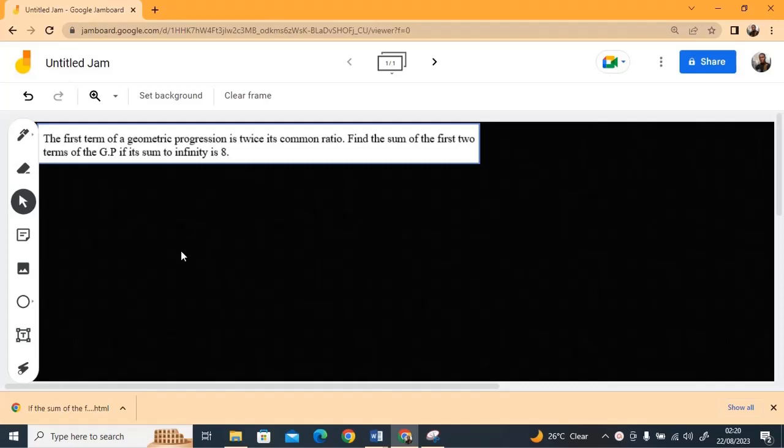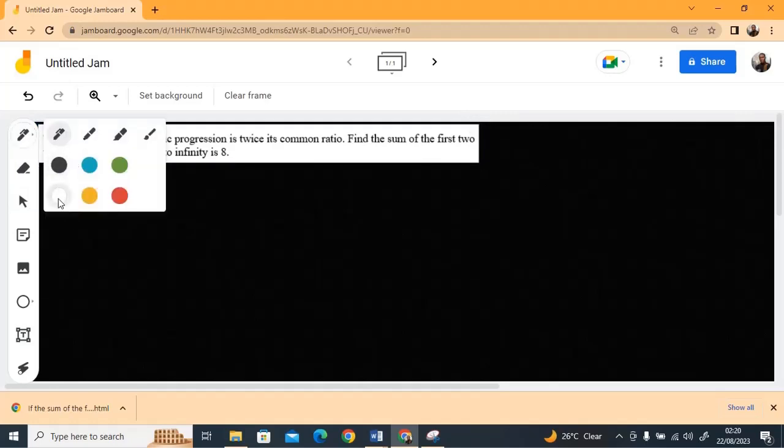The first question says: the first term of a geometric progression is twice its common ratio. Find the sum of the first two terms of the GP if its sum to infinity is 8. Now how do we solve something like this? So you have to reason like a mathematician.